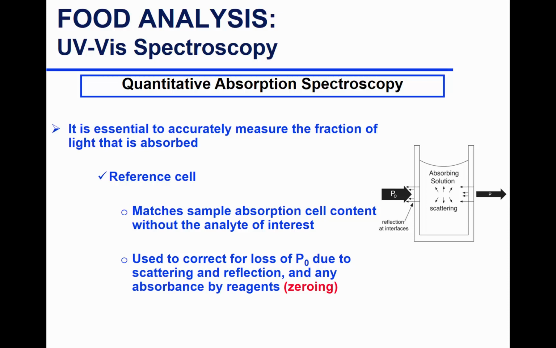So you put the blank and you zero the instrument, and then the transmitted light would be your incident beam. When you correct for all of that, the transmitted light from the blank becomes your incident beam. I'm tired.